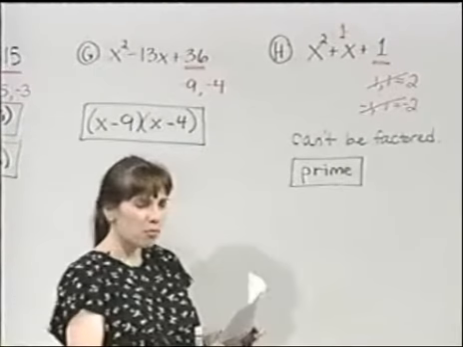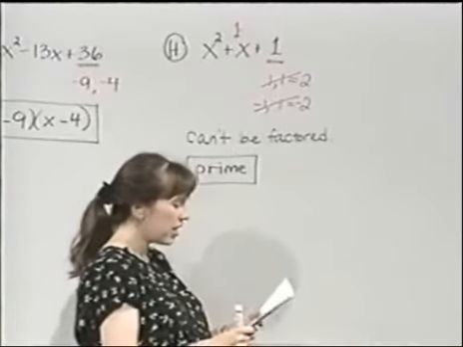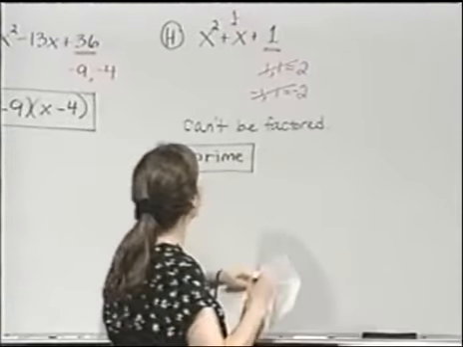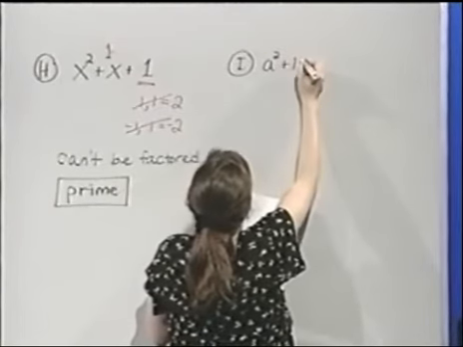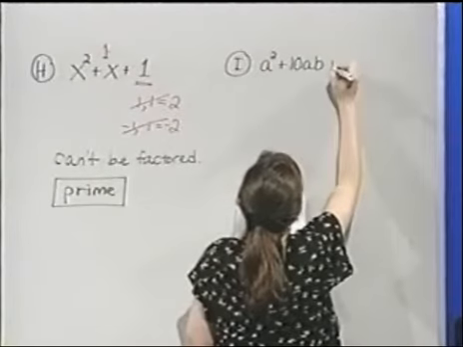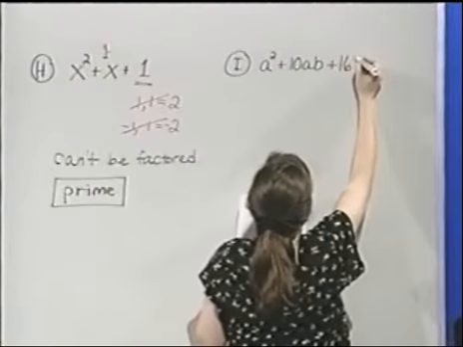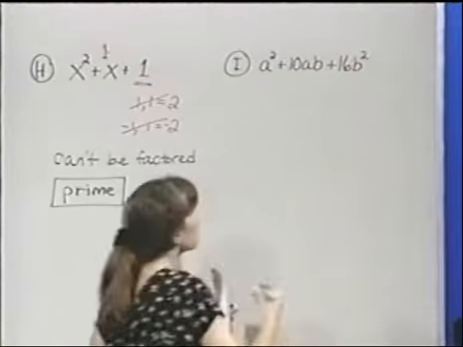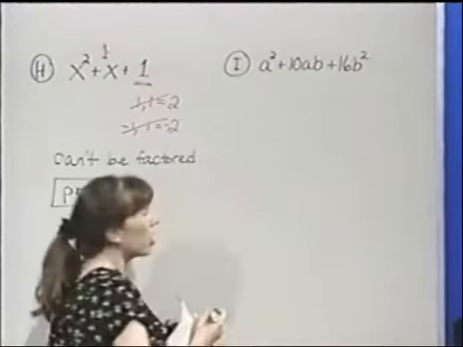And let's take a look at one more of these before I do something a little tricky. Let's take a look at something like this, I. Let's look at a polynomial that has multiple variables involved. Let's take a squared plus 10ab plus 16b squared. Let me repeat. We want a squared plus 10ab plus 16b squared.